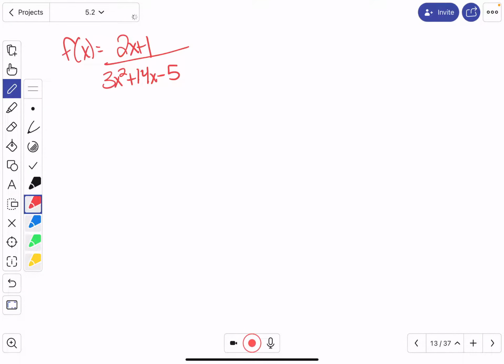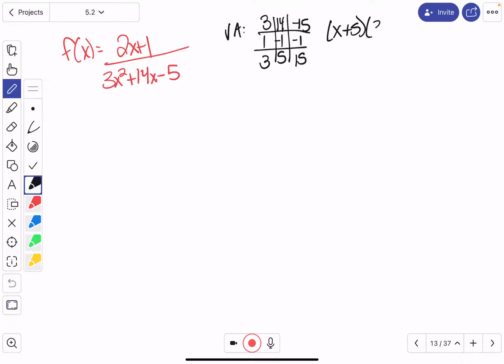Yep. All right, so step 1, vertical asymptote. Set the bottom equal to 0. And tic-tac-toe. So we get 15 and -1, 3, 1, -1, 5. x plus 5, 3x minus 1. So our vertical asymptotes are going to be x equals -5 and x equals 1/3.